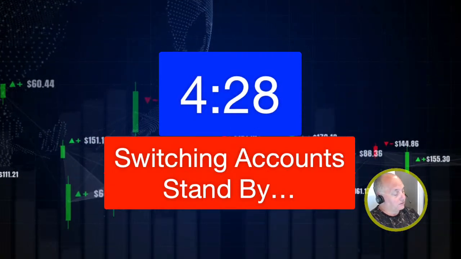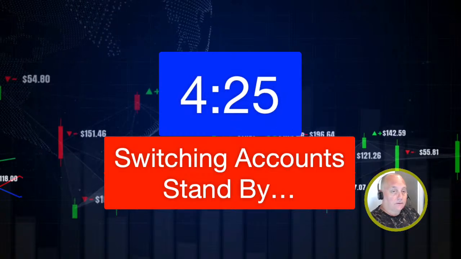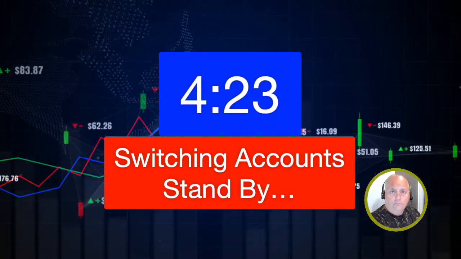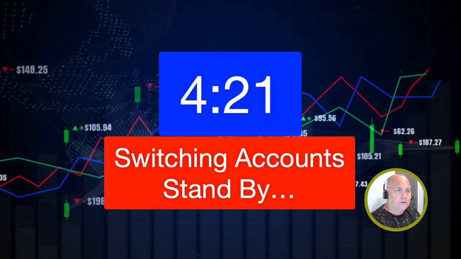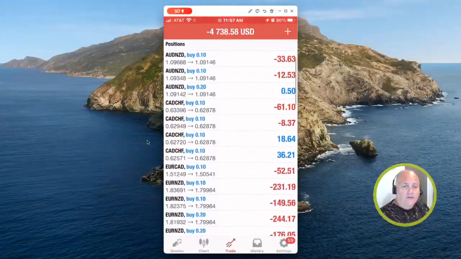I think this is it. Yes, it is. All right, I'll share this with you. What we're going to look at, instead of all the other trades that are going on here, is GBP USD.